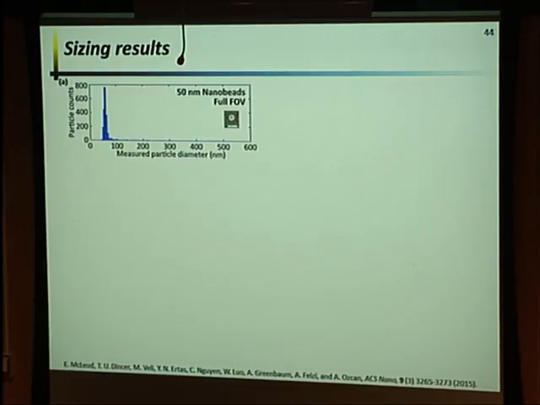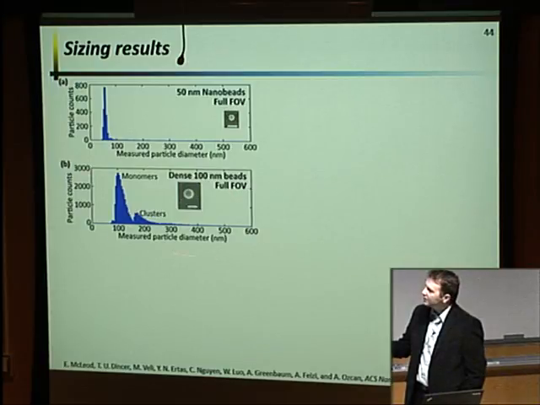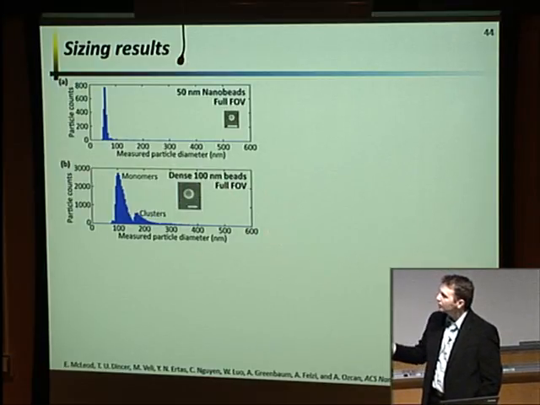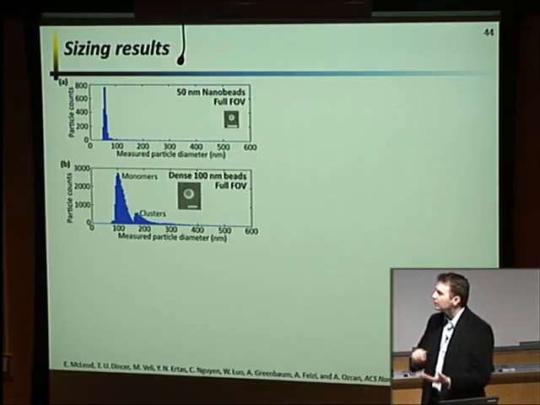We know sort of what we're putting in here, but we don't know the exact sizes of the particles. So we can look at histograms and make sure they make sense. In this case, this is 50 nanometer nanobeads, and we see a peak around 50 nanometers. This is looking at 100 nanometer beads, but one interesting thing here is that this is a very dense sample. There are more than 30,000 beads within our field of view, yet we can identify each one individually.